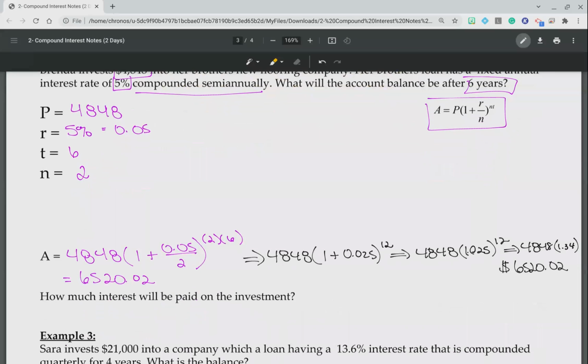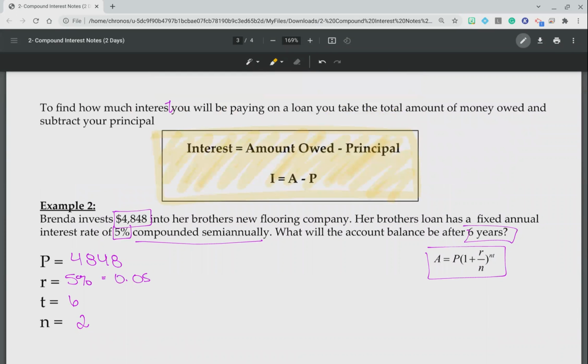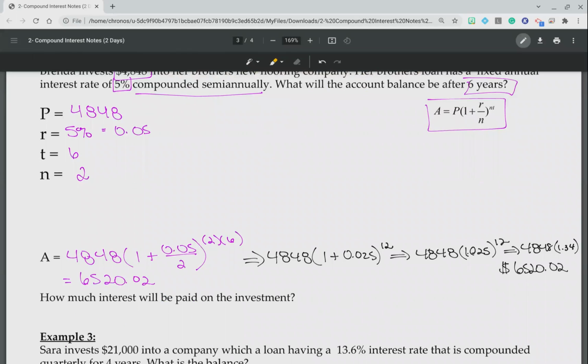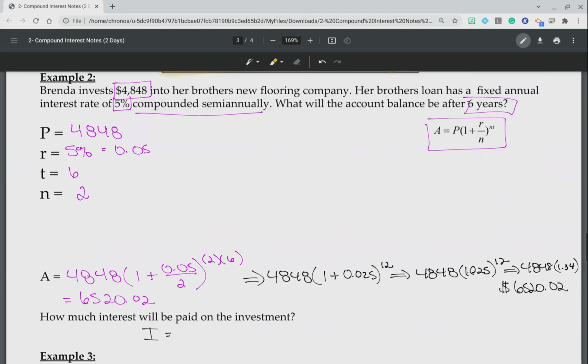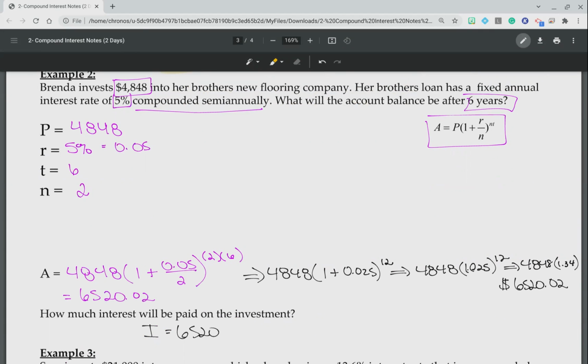Okay, so then it says how much interest is paid. So that was this new formula that I gave you up here. So I is going to be equal to A, which we just found to be $6,520.02. And we're going to subtract our original principal from that. So, holy cow, how much did we pay in interest? $1,672.02. And remember, money is always rounded to 2 decimal places.